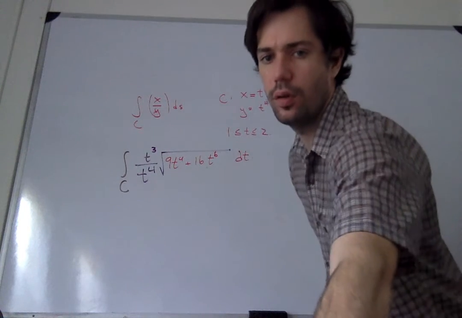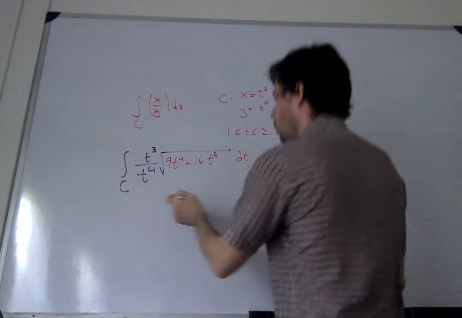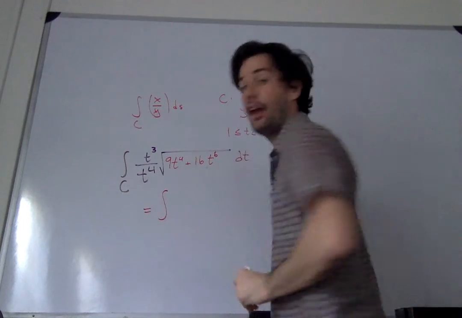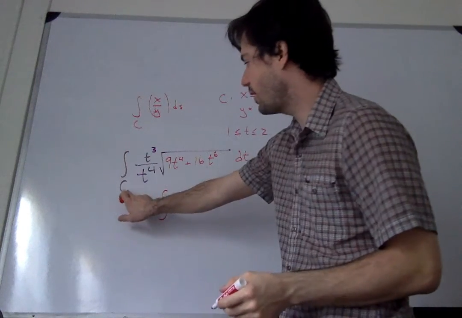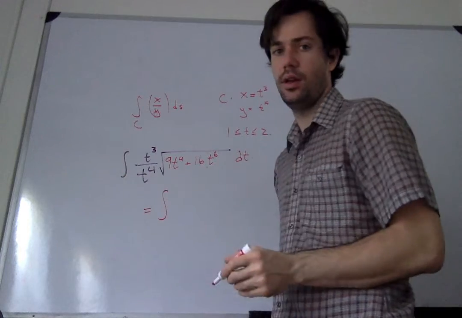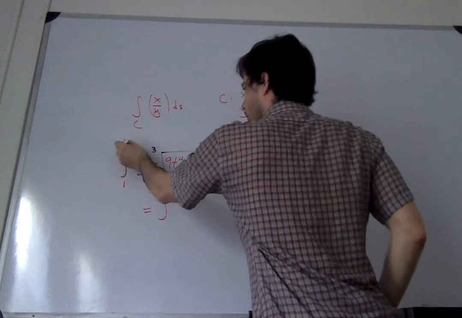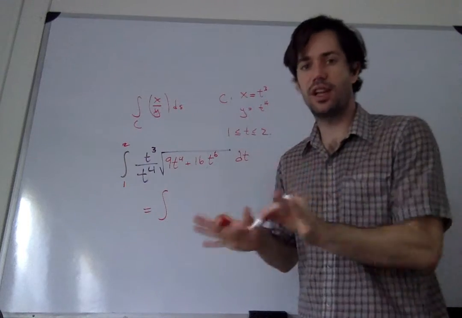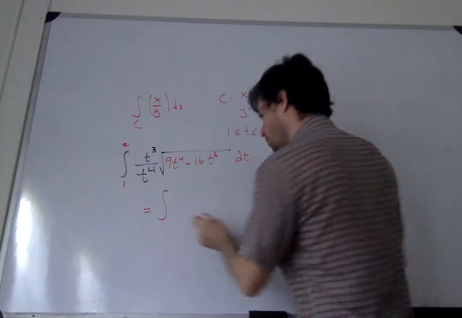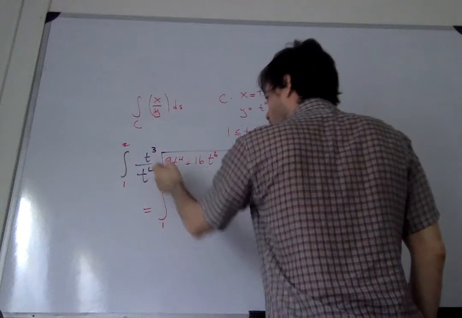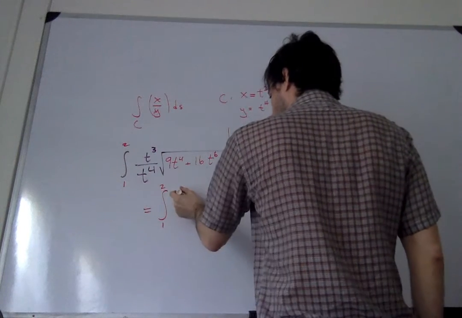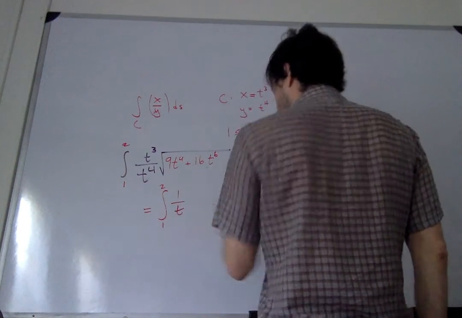Okay, so how do I do this? Well, I need to replace the c by what? a and b. And a and b are 1 and 2. Okay, so now we're just going to clean up the integral. Very simple. So the integral from 1 to 2 of t cubed over t to the fourth, that's just that.